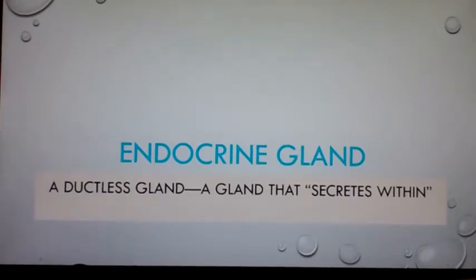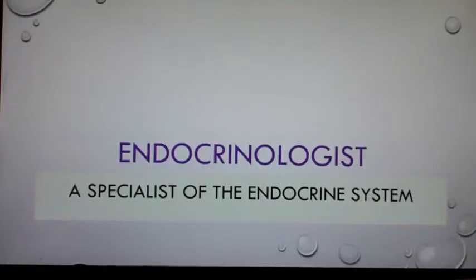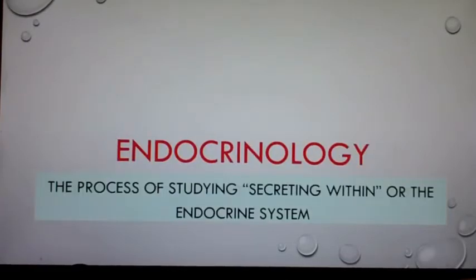Endocrine gland. A ductless gland, a gland that secretes within. Endocrinologist, a specialist of the endocrine system. Endocrinology, the process of studying secreting within, or the process of studying the endocrine system.